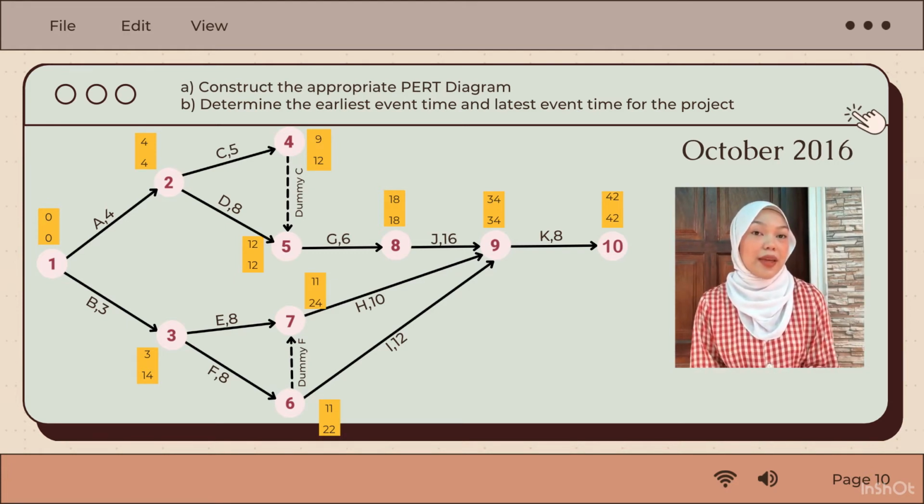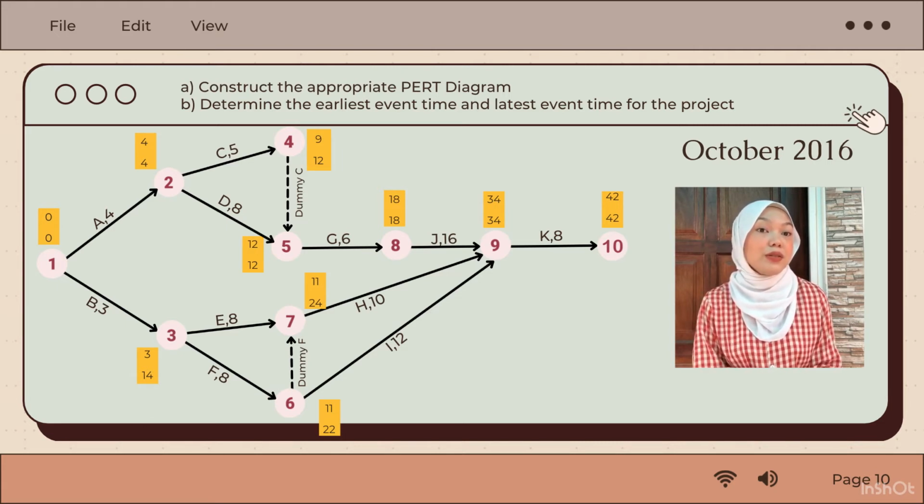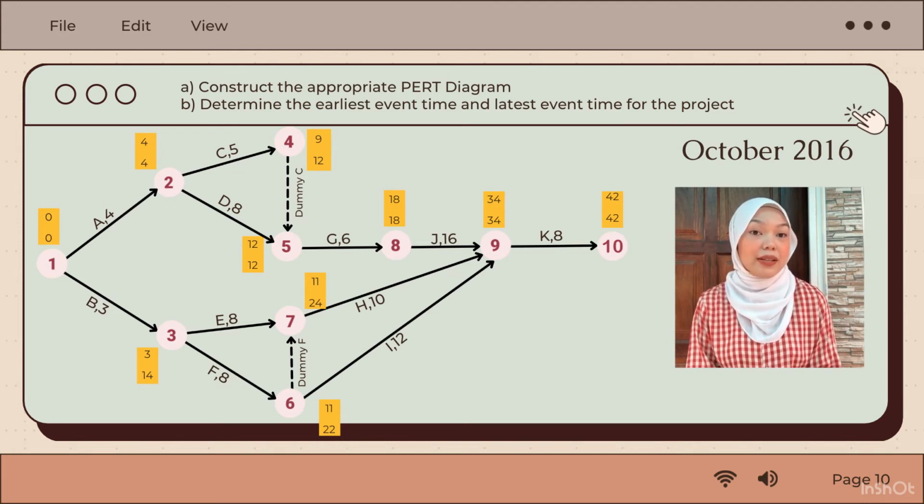For node 6, we add 3 plus 8 equals 11. For node 7, we have 2 arrowheads, and we should choose the biggest value. Since both activities have the same value, which is 11, node 7 is 11. EET for node 9 has 3 activities: for activity J, we got 34, activity H, we got 21, and activity I, we got 23. So EET for node 9 is 34 since it is the highest value. And lastly, for node 10, we add 34 plus 8 equals 42.